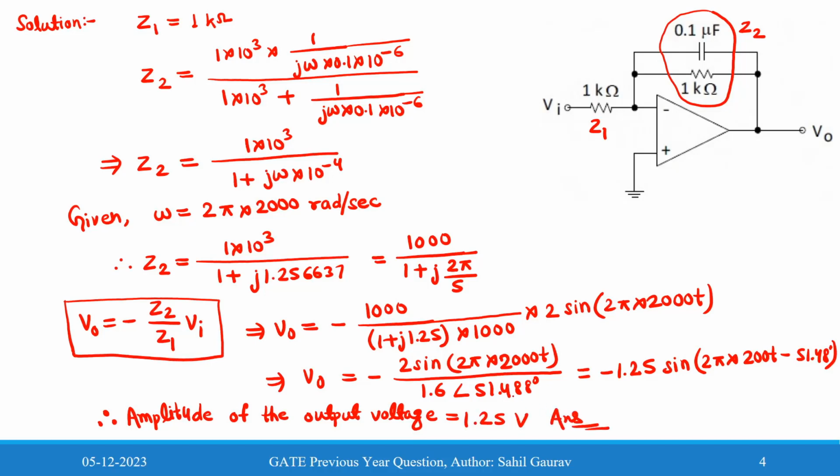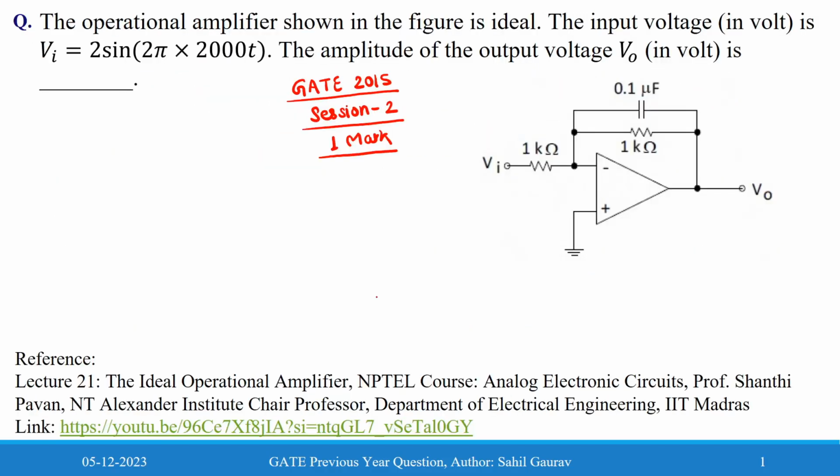So the correct answer for this problem is 1.25, and the range given for this problem by the GATE examiners is 1.1 to 1.4.